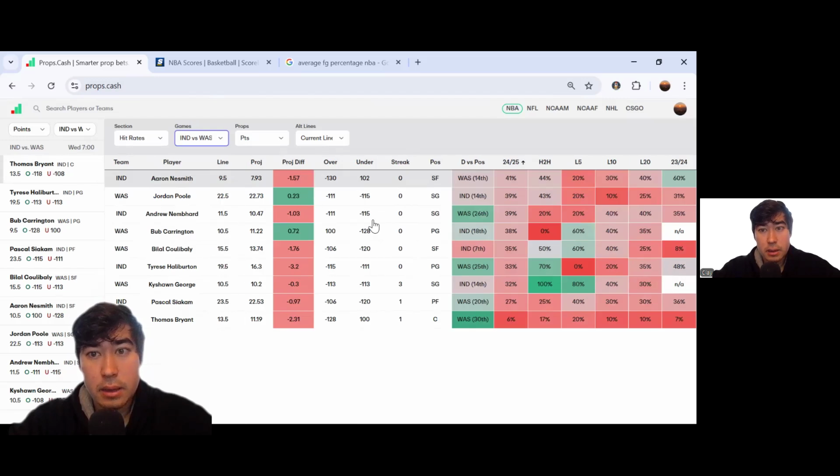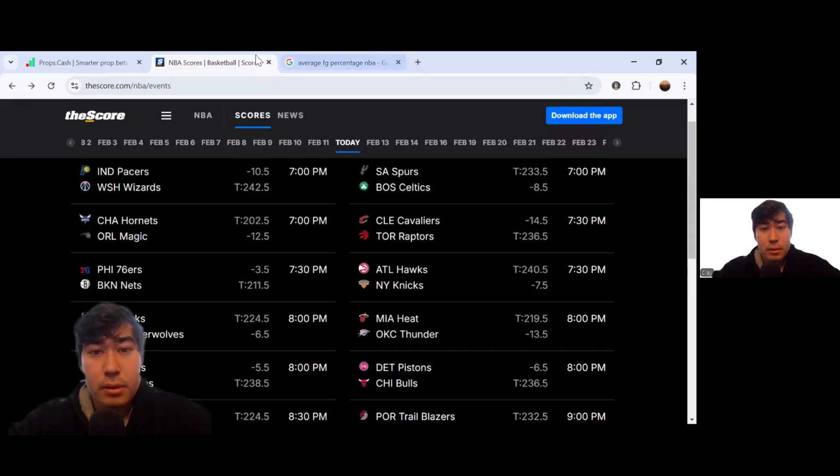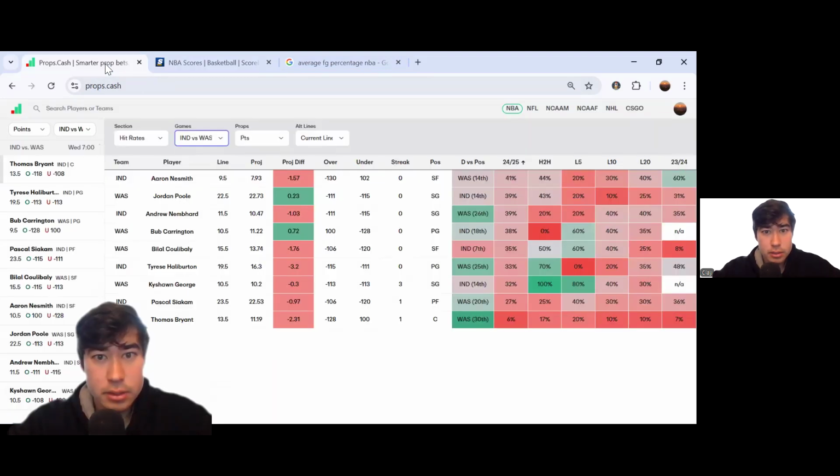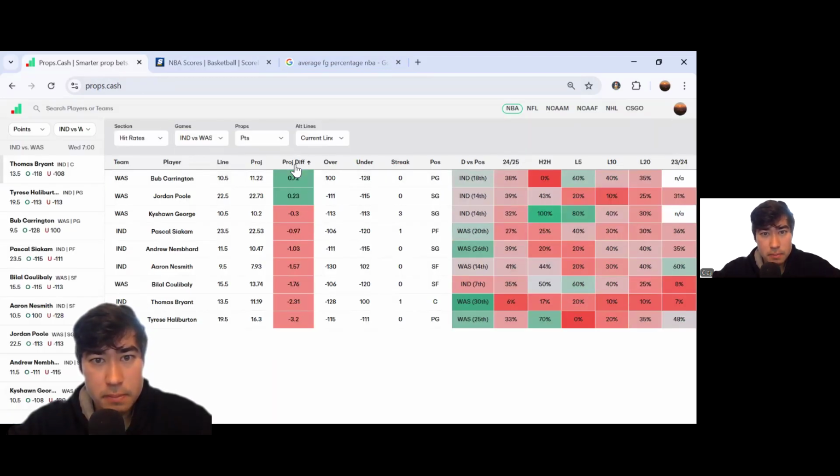So say we're looking at a game here. How would I look at a game and choose their points based off their matchup? So, Wizards Pacers. This is going to be a high scoring game, so you have to keep this in mind. When it's a high scoring game, the props on the app don't update their differences for it.